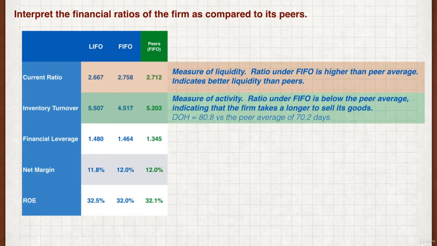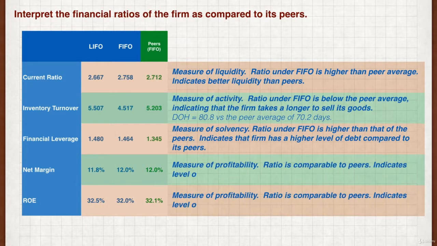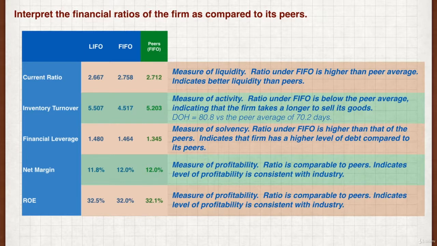The adjusted financial leverage ratio is also higher than that of the peers. Financial leverage is a measure of solvency, and this indicates that the firm has a higher level of debt compared to its peers. Both the net margin and return on equity are comparable to the peers. This indicates that the level of profitability is consistent with that of the industry.